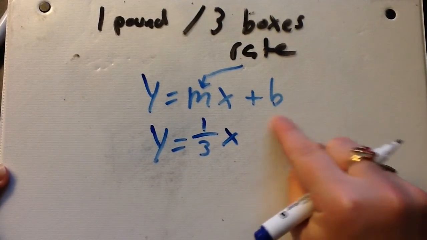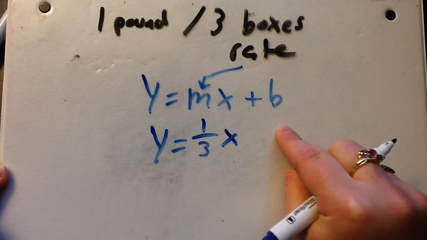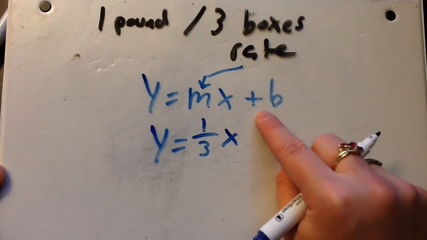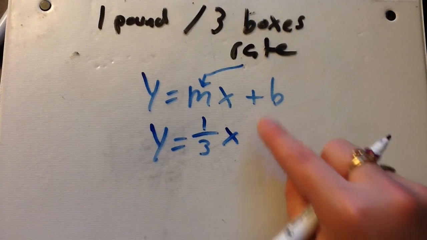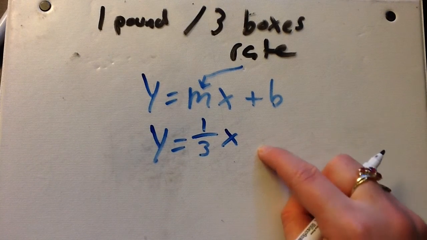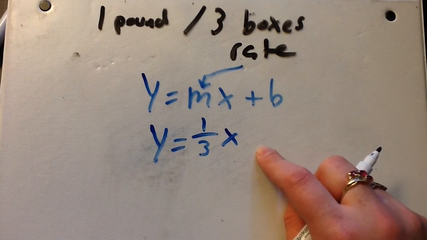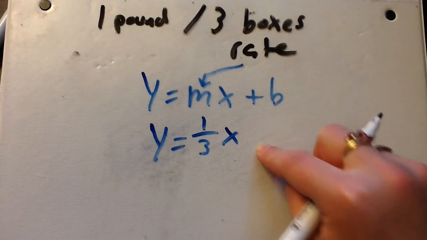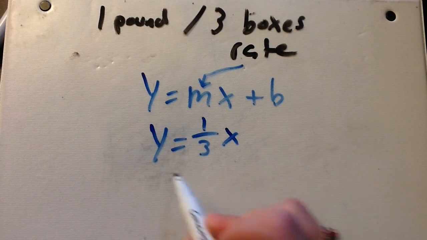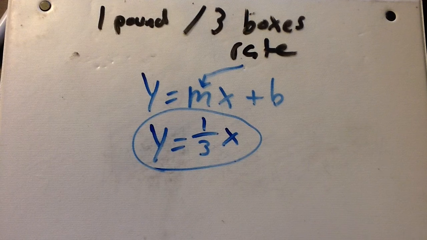And then you might be wondering, what do we do with B? There is no B. We don't have any starting point here. We're starting from 0, so we don't need to say plus 0. If they told us something like, you already have 5 pounds of oats, we could put that here, but we don't have anything. So you would actually just leave it as the 1/3 x.